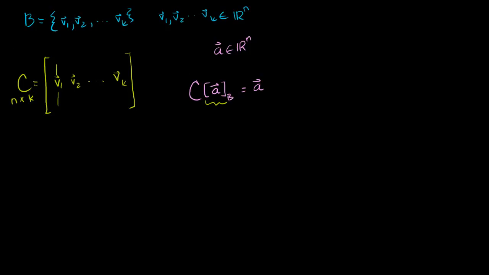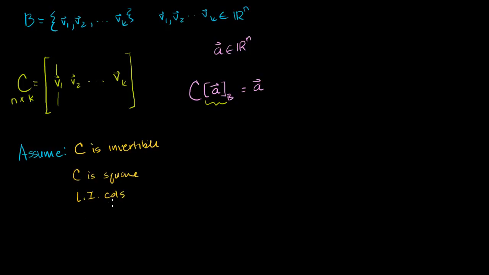Now, let's take the special case. Let's assume that C is invertible. What does that tell us about C? Well, if C is invertible, it's two things. It means that C is a square matrix, or it has the same number of rows and columns, and that its rows or columns, you can pick either of them, have to be linearly independent. So linearly independent, let's just pick columns.